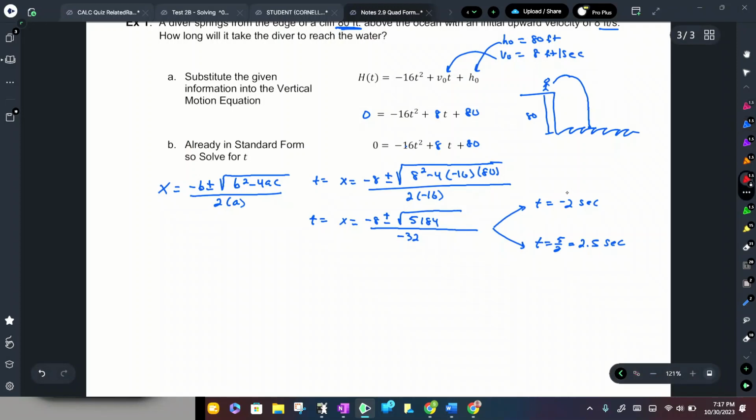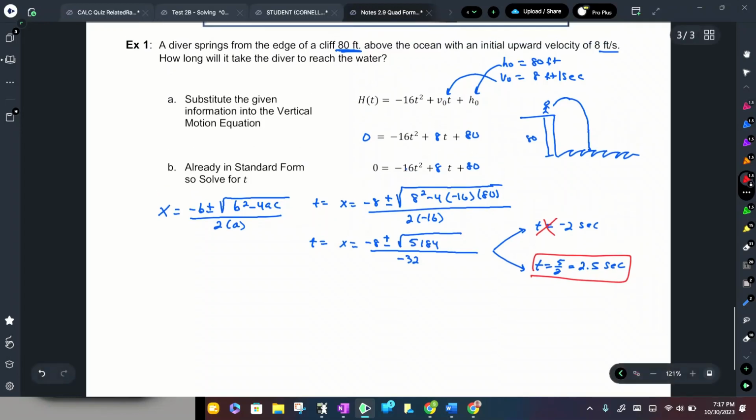And it asks, how long will it take the diver to reach the water? One of these is extraneous. He can't go back in time and hit the water before he jumped in. So this is our solution. It took him 2.5 seconds, which seems like a long time to fall.